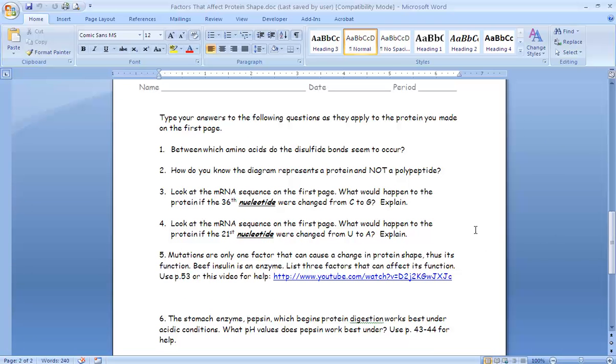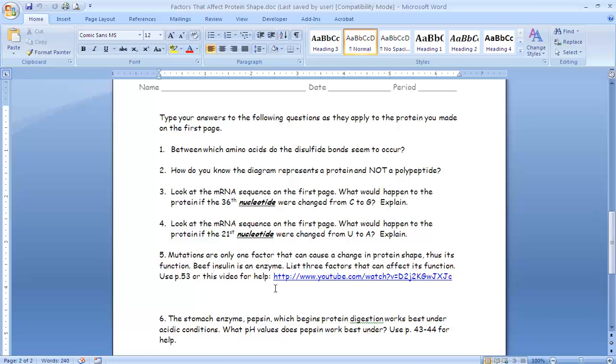On the second page of the document, you'll find the check for understanding. You have 4 questions. A couple of them include mutations. What happens to the shape of the protein if the mRNA sequence changes? The 5th question deals with that connecting piece to Chapter 2. What are the other factors? In addition to amino acid sequence, what are the other factors that influence protein shape?